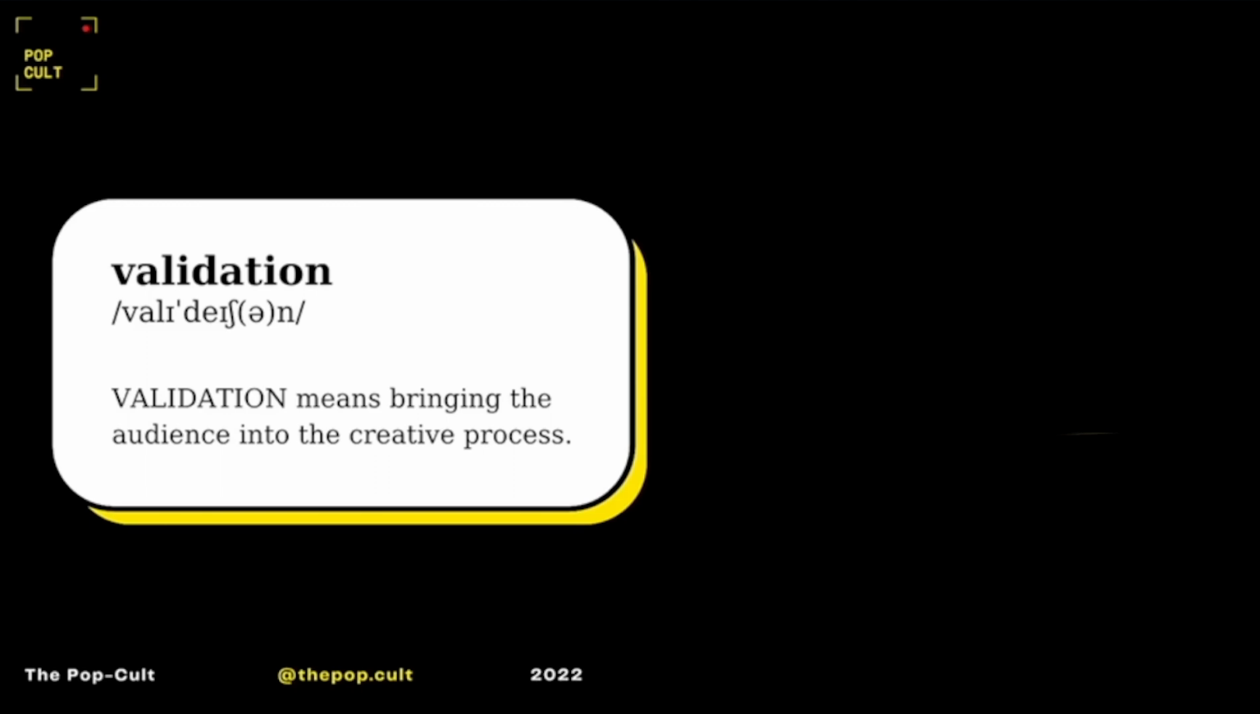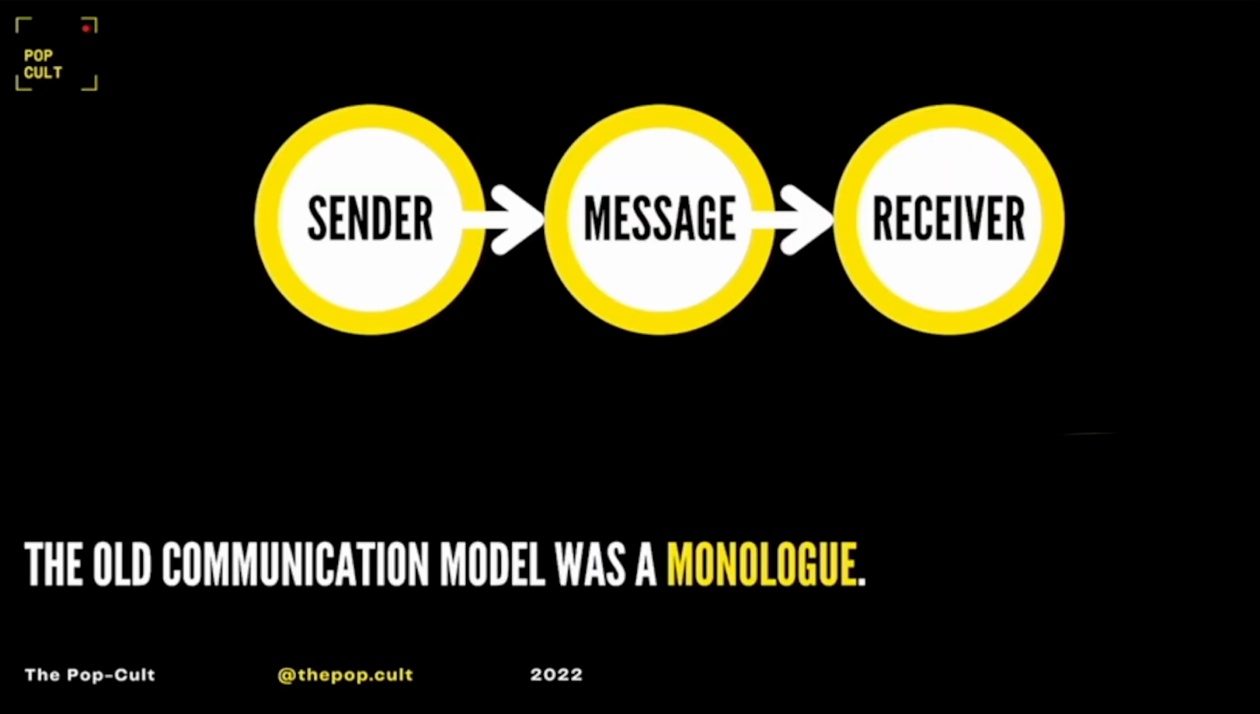Validation means bringing the audience into the creative process. So, the standard model of communication has three components: the sender, the message, and the receiver. The sender, your company, develops a message, a web page, ad, brochure, direct mail, or some other marketing content, and sends it to the receiver, your target audience, and the communication is complete.